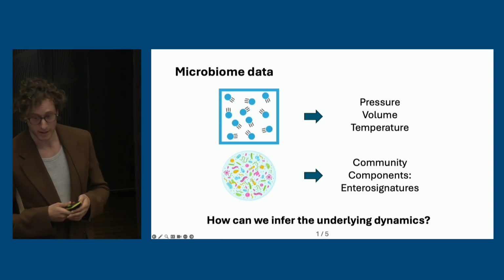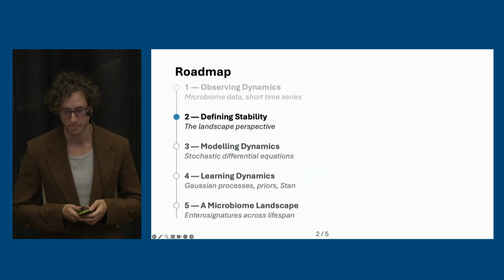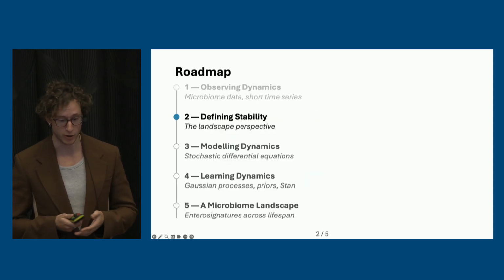So now that we understand the data and the problems, how can we infer these underlying dynamics? Now I'm going to talk about how I define stability and what it means in our context.